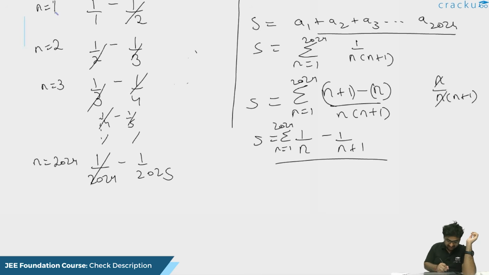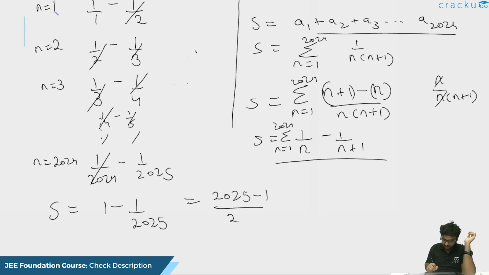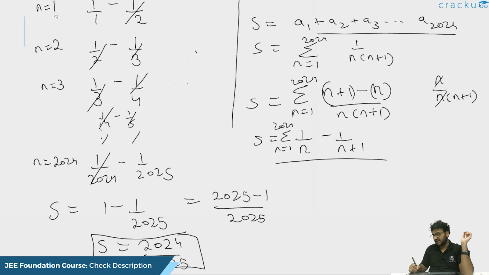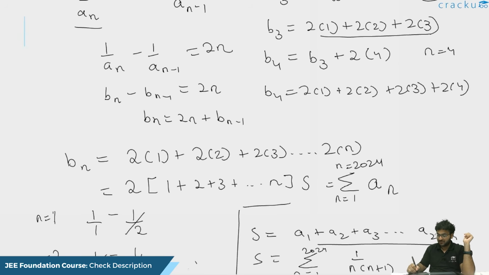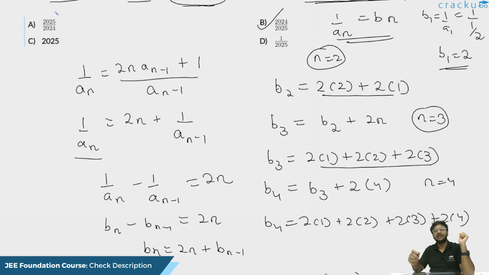So when the summation is asked, we get 1 minus 1 upon 2025. So this will be equal to what? 2025 minus 1 upon 2025. So the summation is equal to 2024 upon 2025. Hence, the correct answer of this question is option B, 2024 upon 2025.